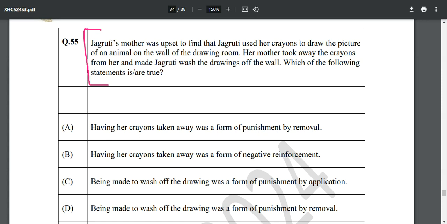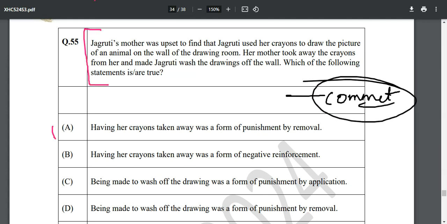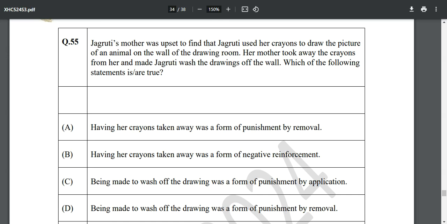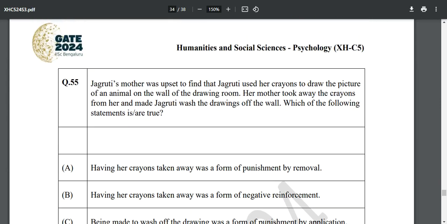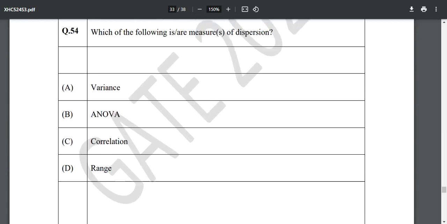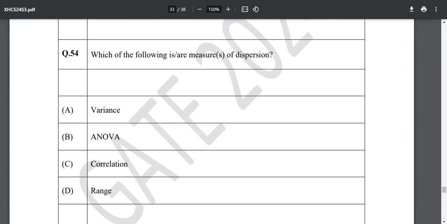What a long question this is. Alright, so you will be doing this. Comment down below what is the correct answer of this question number 55. You have the options A, B, C, D. Comment down below, please. This is taken from that learning portion, and I guess they have repeated that reinforcement thing. Please comment down below question number 55. Then we will move on to the next, a short question.